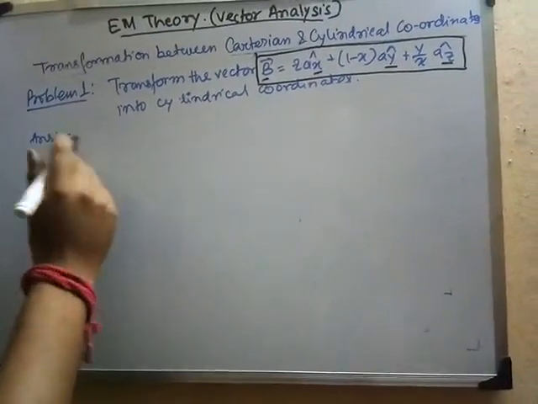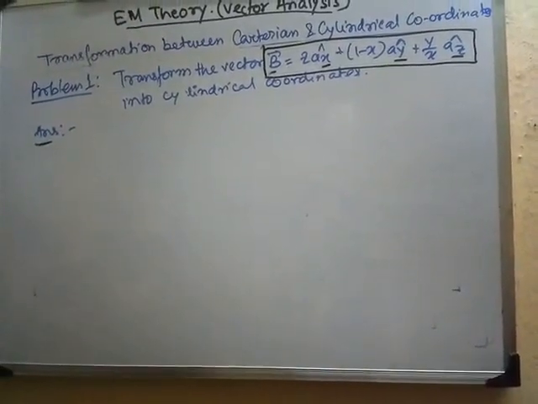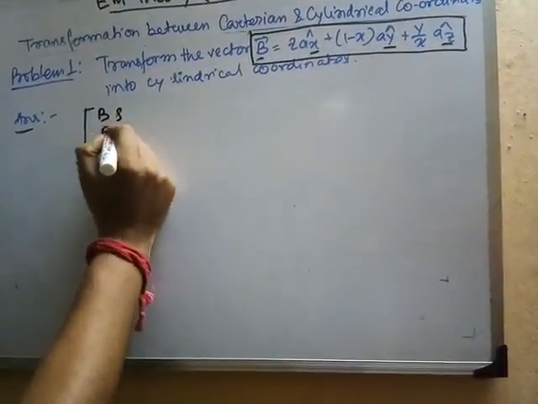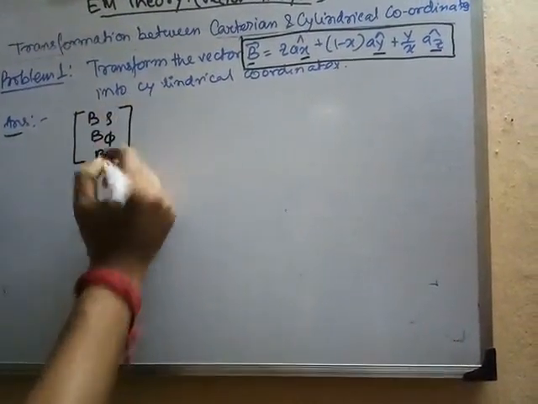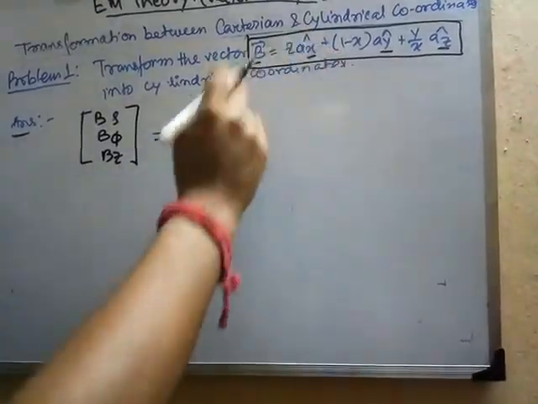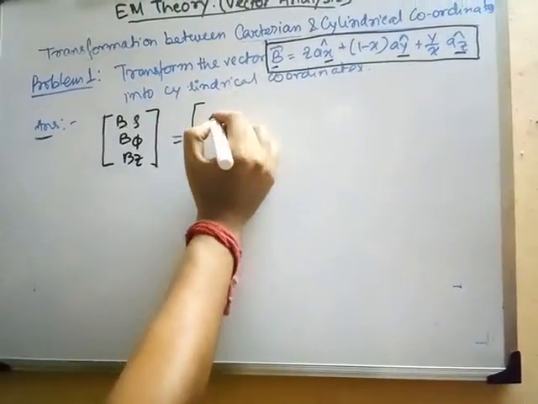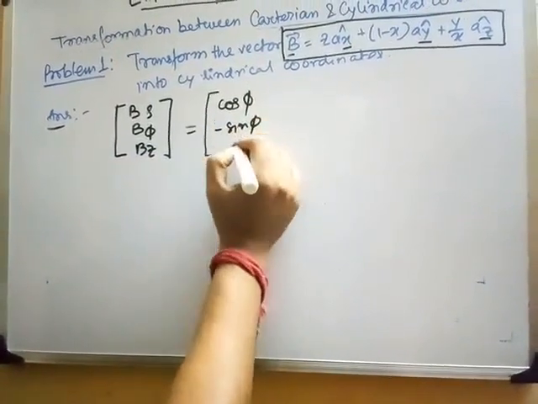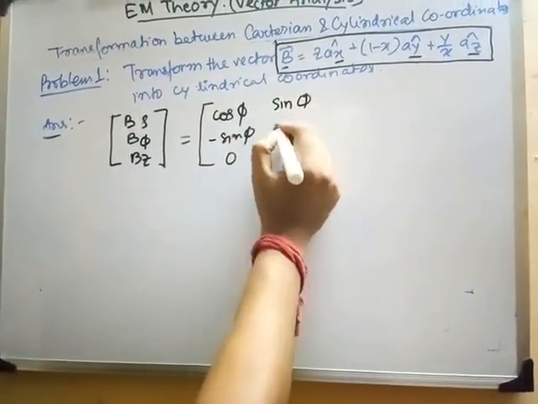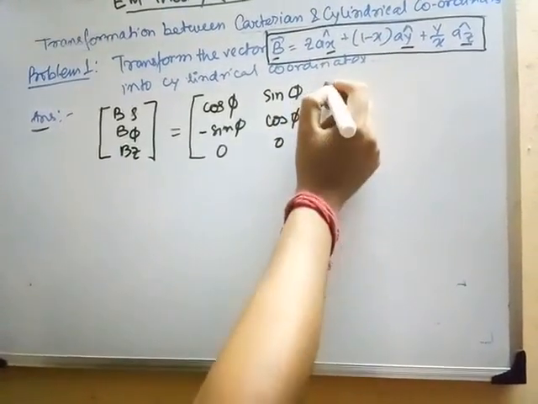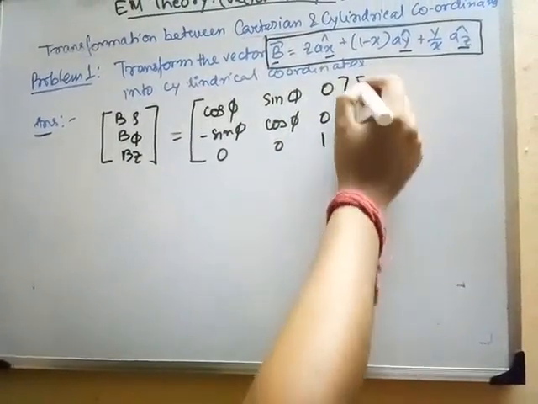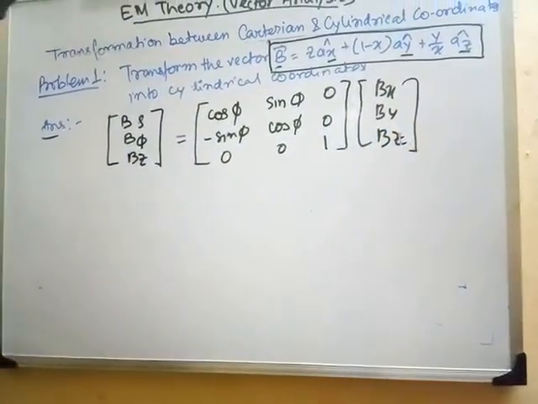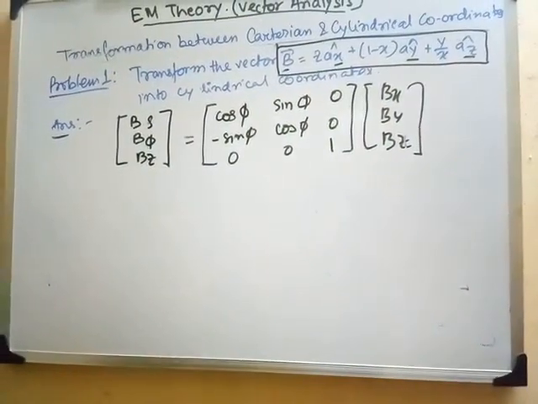To transform, as we discussed previously, we represent this in the form of a matrix. We first define B rho, B phi and Bz, so we define this vector in a matrix. The matrix is: cos phi, minus sin phi, 0; sin phi, cos phi, 0; 0, 0, 1; and on the other side you get Bx, By and Bz. This is the matrix form of the cylindrical to Cartesian coordinate system.